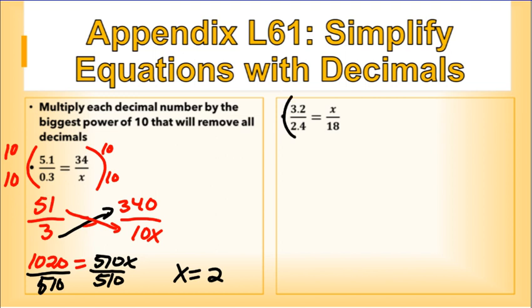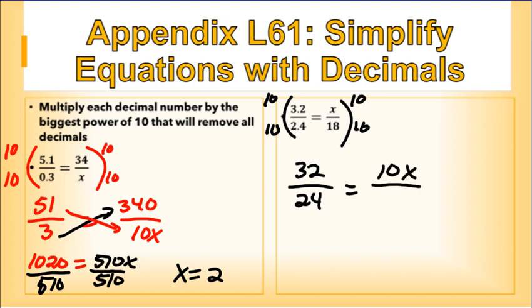And the last one over here. One decimal place, multiply everything by 10. So that would give us 32 over 24, the same as 10x over 180. Now for this one, I can easily reduce 32/24. If I divided this by 8/8, that would give me 4 over 3, which is the same as 10x over 180.